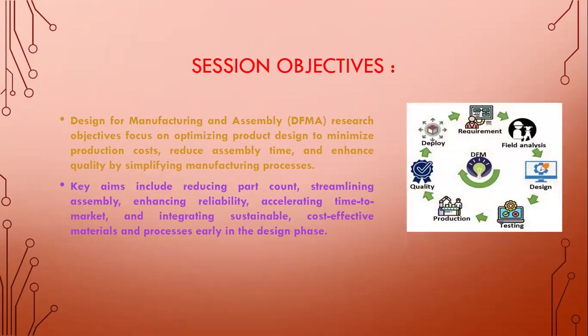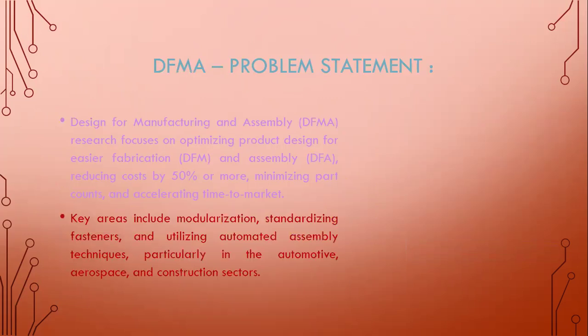So in connection to the session objectives, now we will move on to the problem statement directly. Design for manufacturing and assembly mainly focuses on optimizing the product design for better, easier fabrication and assembly. By doing so, we can simplify most of the design and manufacturing attributes by reducing the cost. Thereby, we can minimize the number of part count, and quickly speed up all the production process by launching the product quickly on time to the market.